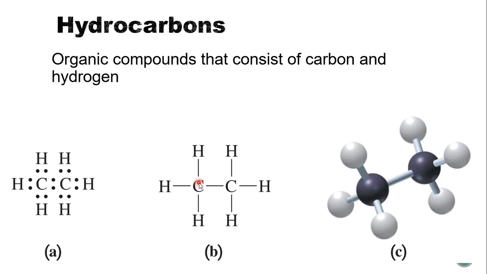Here we see the carbon atom. Again, it's going to make 4 bonds: 1, 2, 3 with hydrogen, and then its 4th one is with this carbon over here. So it's always going to have 4 bonds on it.